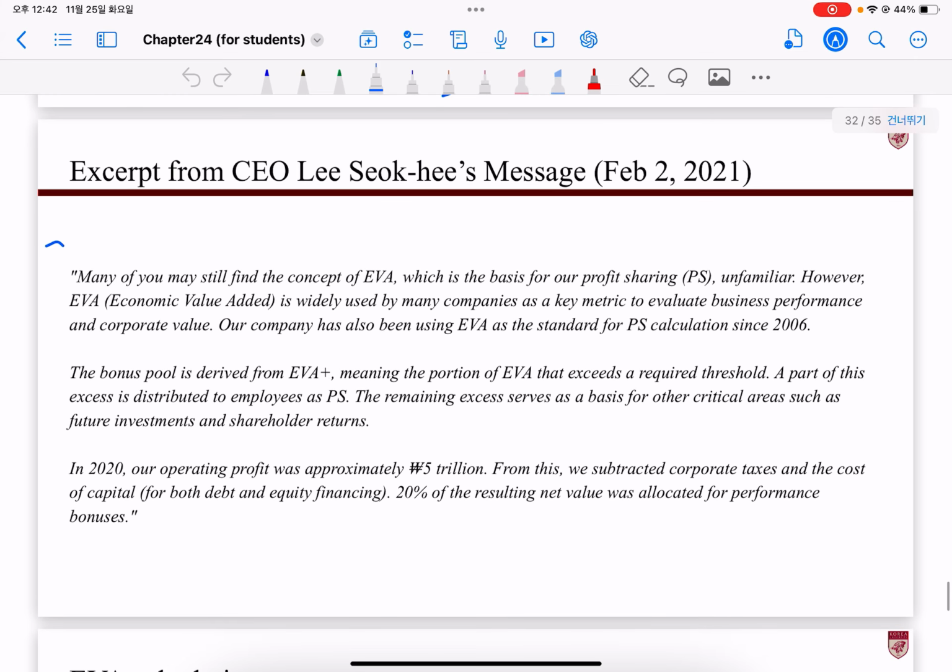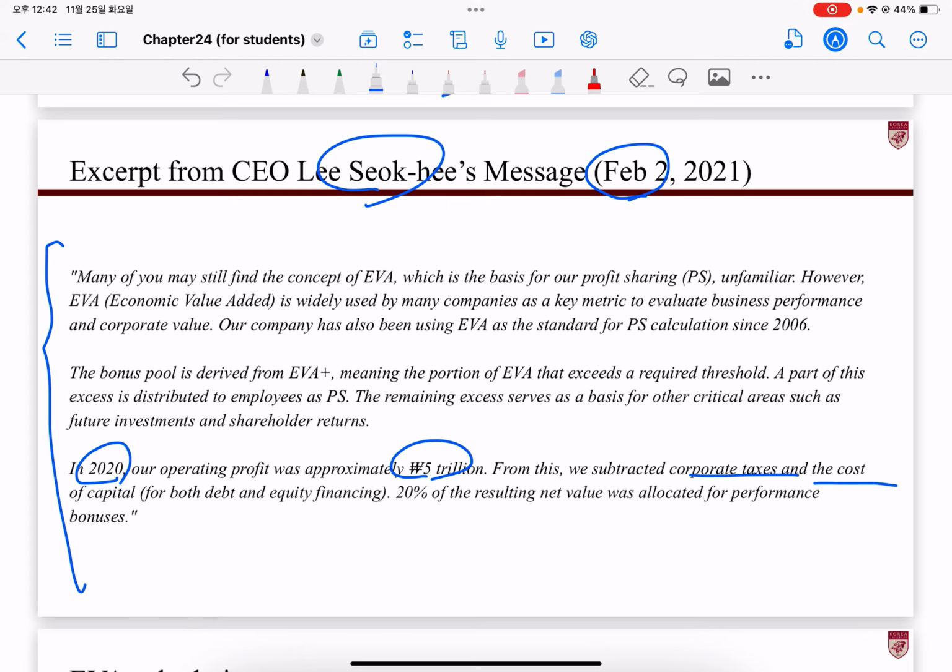So this is the statement from Lee Seok-hee on February 2nd. So you can also take a look at it. So one thing to note is that in 2020, the profit was 5 trillion won. After subtracting corporate taxes and cost of capital, 20% of the EVA was allocated to the performance bonuses, right?